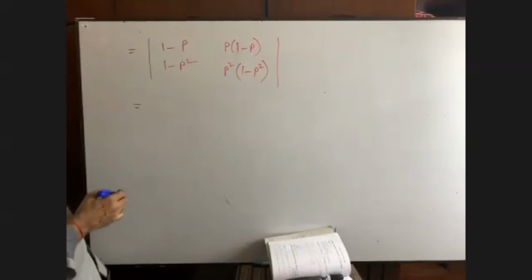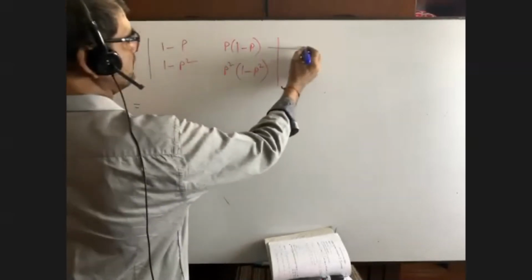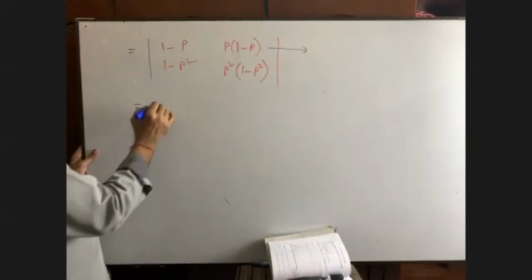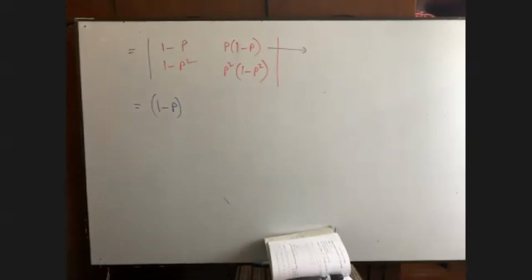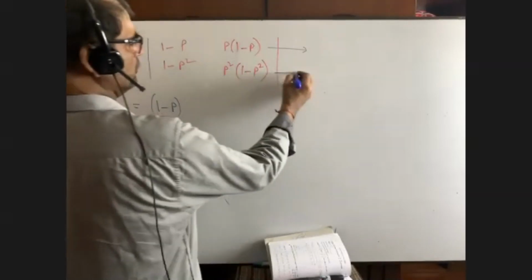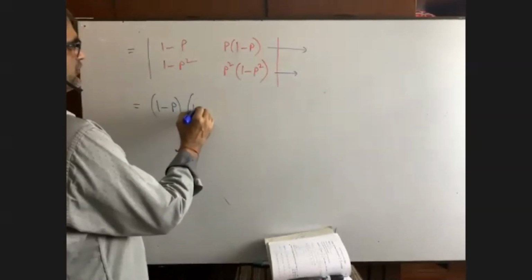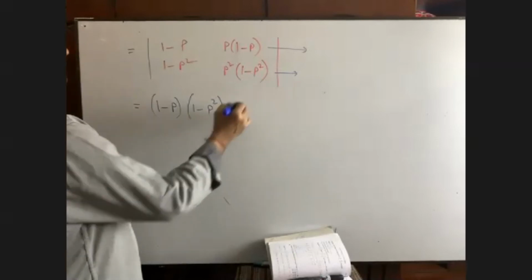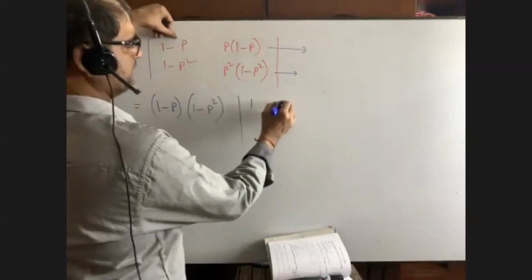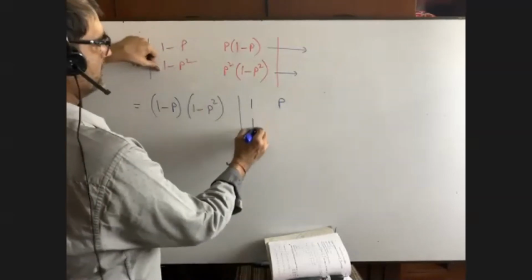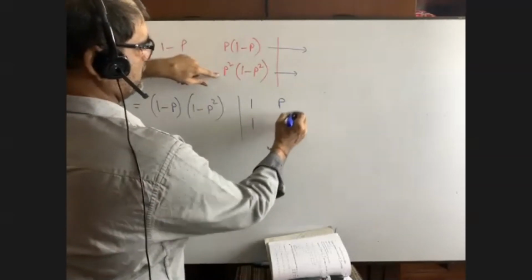Anyway, so from the first row, we can take 1 minus p common, right? From the first row, we are taking 1 minus p common. Okay. And from the second row, we are going to take 1 minus p square common, right? So 1 minus p, then it is 1, it is p. It is 1, it is p square. Am I right?